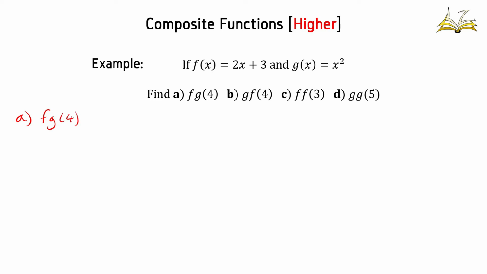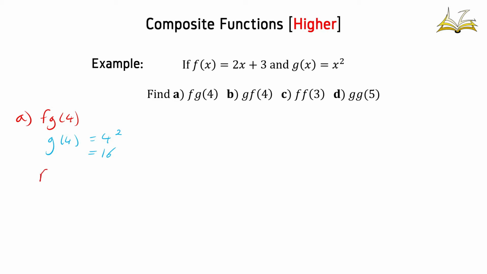And what I'm going to concentrate on first is finding g of 4. So g of 4 is equal to, we're going to replace whatever g of x is. So g of x is equal to x squared. So I'm going to replace that with 4. So it becomes 4 squared. So g of 4 is 16.